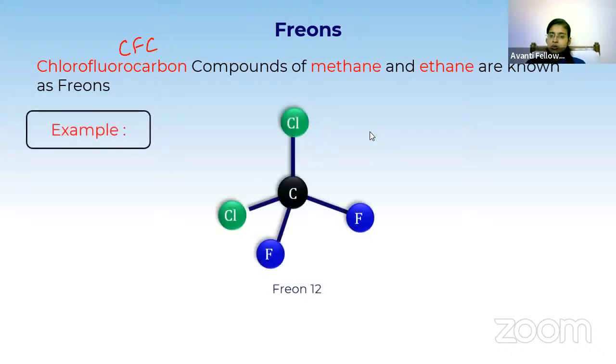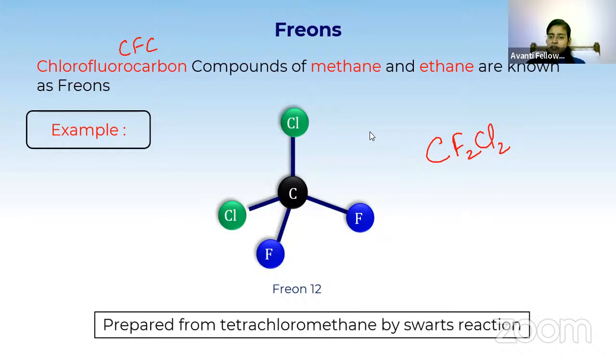So here I have 2 chlorine, 2 fluorine and 1 carbon. This is called freon 12. This chlorofluorocarbon compound is prepared from tetrachloromethane only, by the Swarts reaction. Tetrachloromethane means from CCl4 only, I have told you in the previous case. So from CCl4 only, we replace 2 chlorines out of the 4 by 2 fluorines and get this using the Swarts reaction.